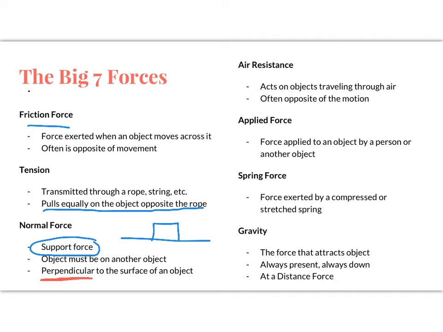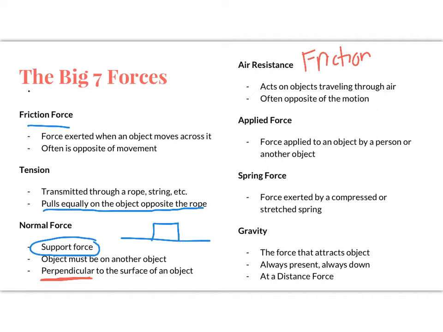Next we have air resistance. So this is actually a type of friction. So this acts on an object when it is traveling through the air. So once again, it is most of the time opposite of the motion. Next we have applied force, which is kind of a little bit more general, but this is a force applied to an object by a person or another object.